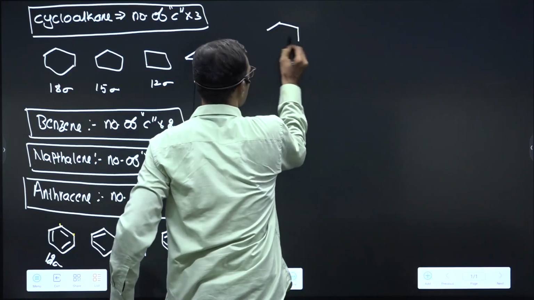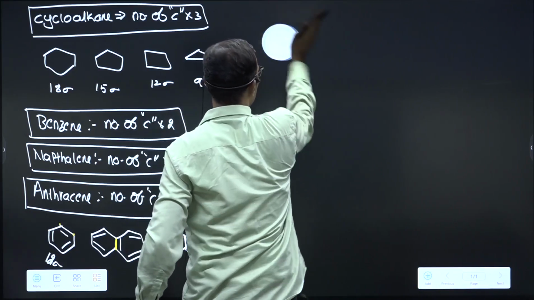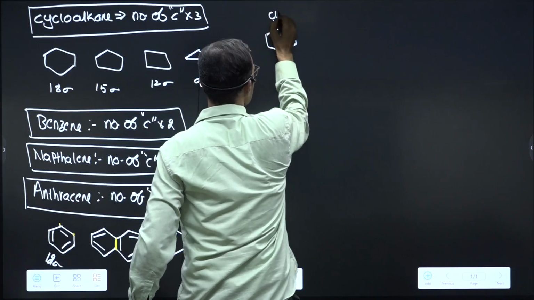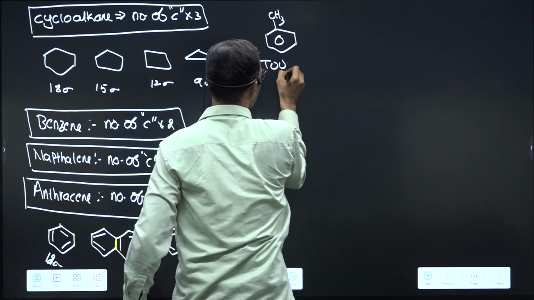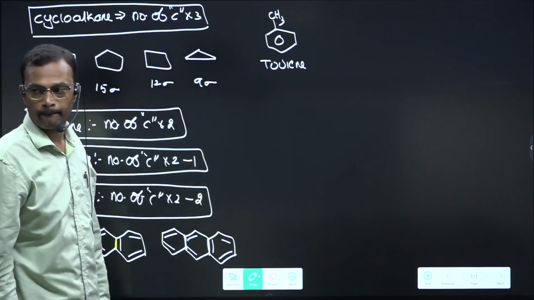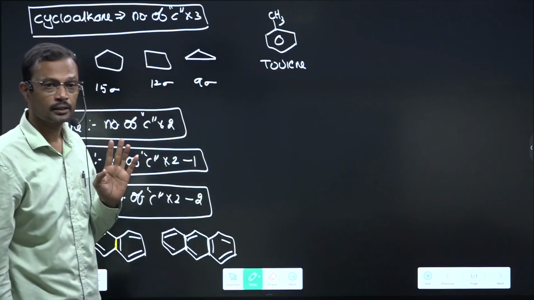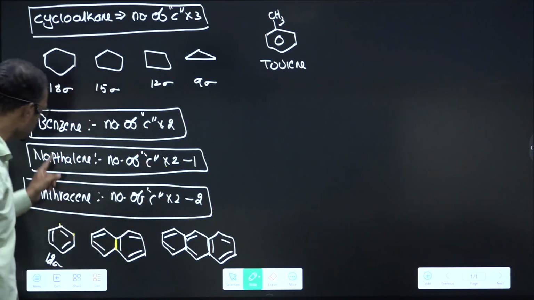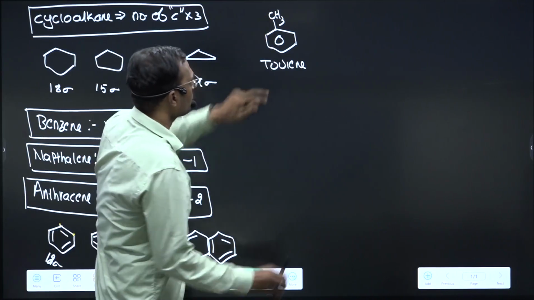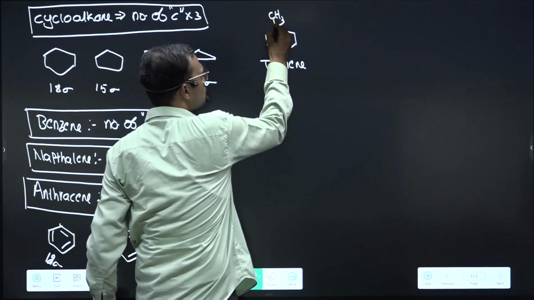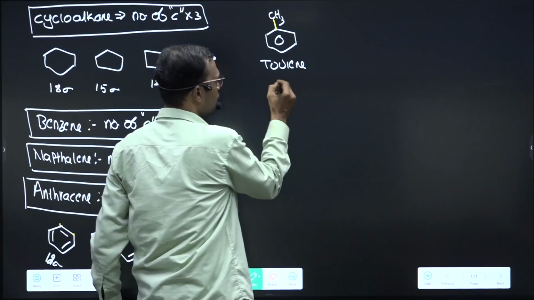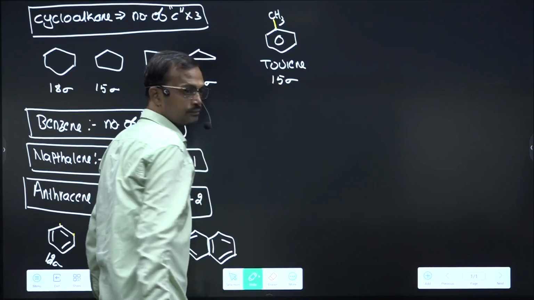See how many sigma bonds are present in this molecule. Just remember this molecule name. This is called toluene. Toluene, how many sigma bonds are there? Benzene, every benzene? 12 or not? Benzene, 6 into 2. So up to this bond it is 12. Carbon attaches to how many hydrogens? 3. 12 plus 3, 15. Like this we can calculate.